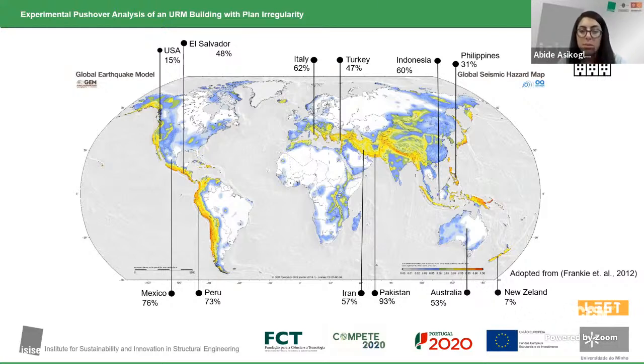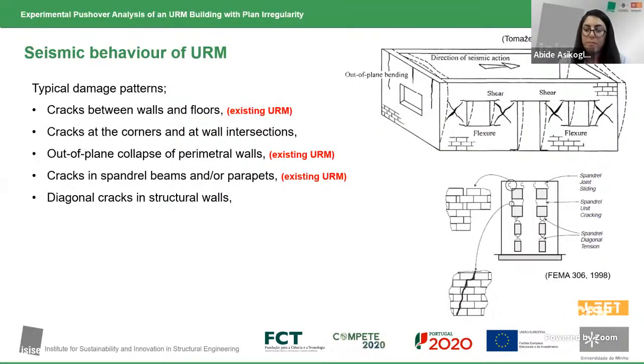The interesting thing in this image is that the countries with a lot of unreinforced masonry buildings are located in seismically active regions. Therefore, it is important to be aware of this situation and study more the seismic performance of this type of building instead of neglecting them. I will not go into great detail about how unreinforced masonry behaves, but typically, there is a damage pattern that we can identify. For instance, under lateral load, we can observe cracks between walls and floors, or at the corners and wall intersections, and again, some diagonal cracks, and so on.